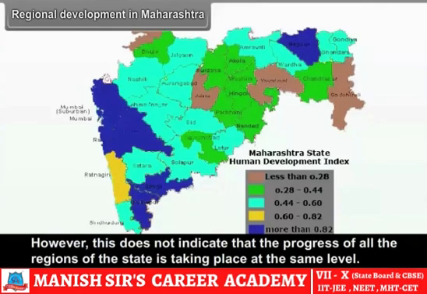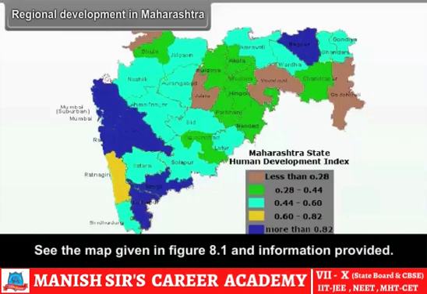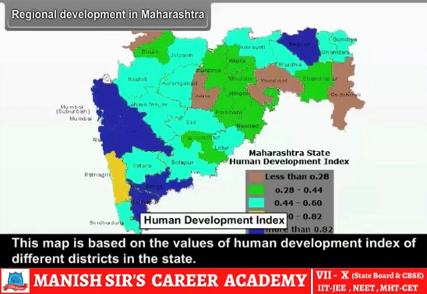However, this does not indicate that the progress of all the regions of the state is taking place at the same level. Let us try to understand the conditions of development in Maharashtra using the Human Development Index. See the map given in figure 8.1 and the information provided. This map is based on the values of Human Development Index of different districts in the state.